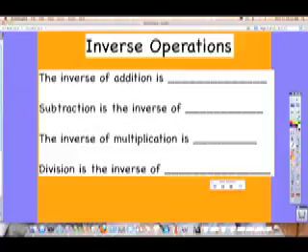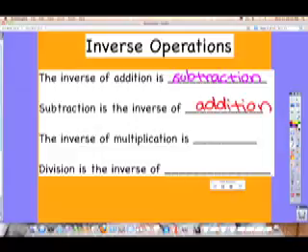The inverse of addition is? Subtraction. Guys, good shouting. Okay, so the next one, let me read it out loud first. The next one says subtraction is the inverse of? Addition. Good job. Guys, give me a thumbs up. Have we already practiced this? We've practiced inverse subtraction. We've practiced inverse addition. This is what we're doing today.